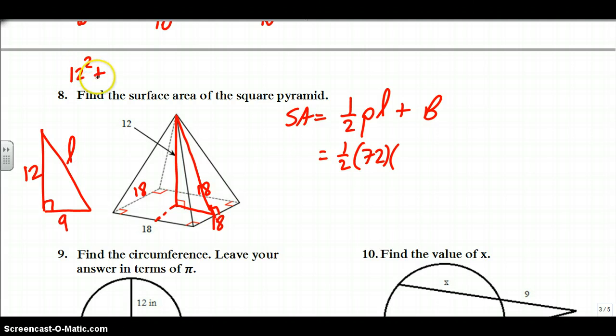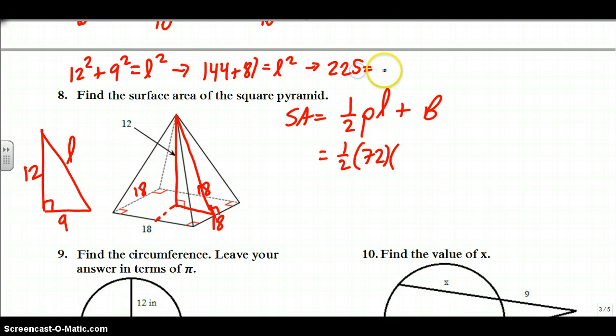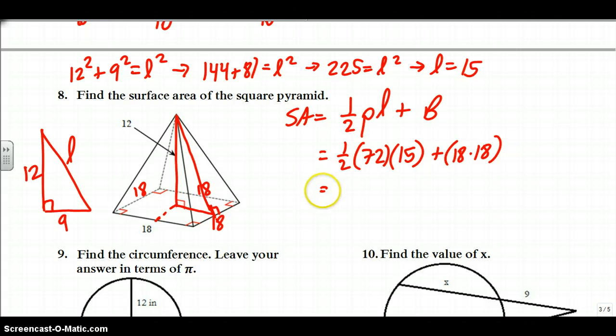So through some quick Pythagorean theorem, you get 144 plus 81 equals L squared. You get 225 equals L squared, which means L equals 15. Okay, you can check my arithmetic there. But your slant height's 15. Plus 1 area of the base. Well, it's a square, so that'll be 18 times 18, right? Anyway, 1/2 72 times 15 plus, I believe, 18 squared is 324.